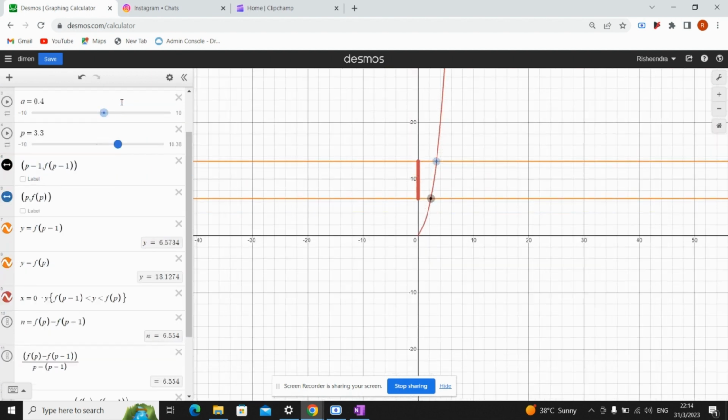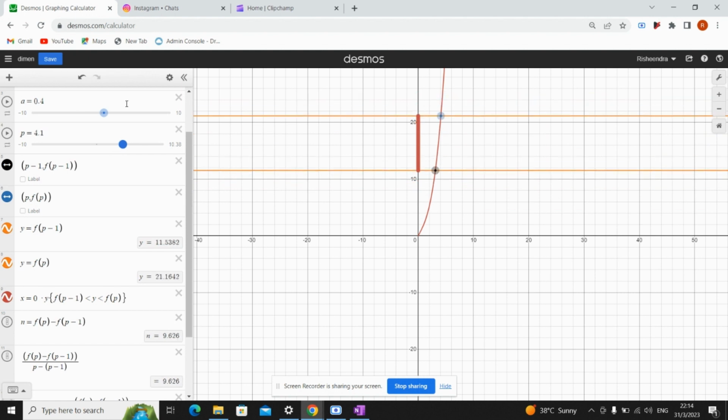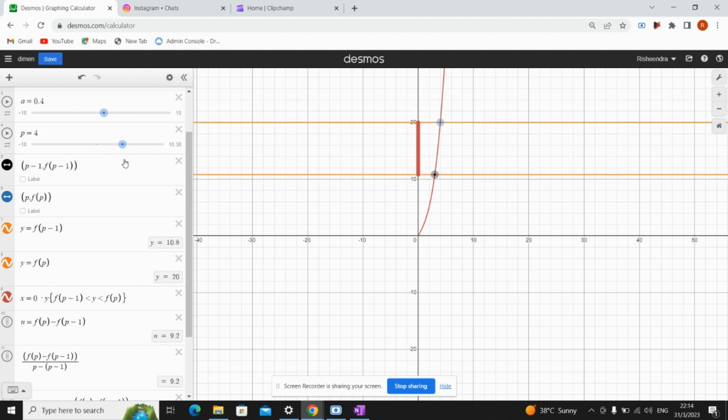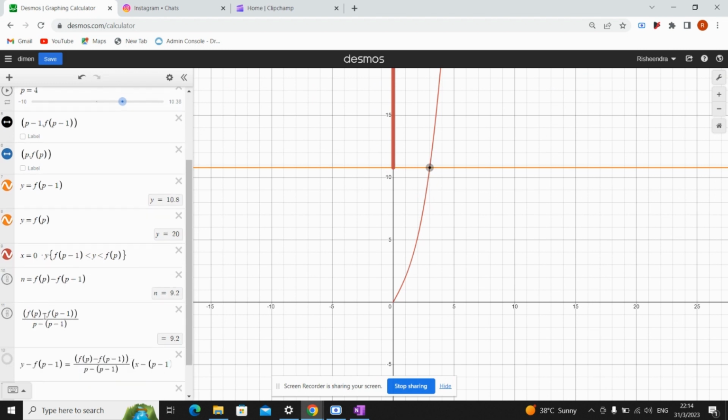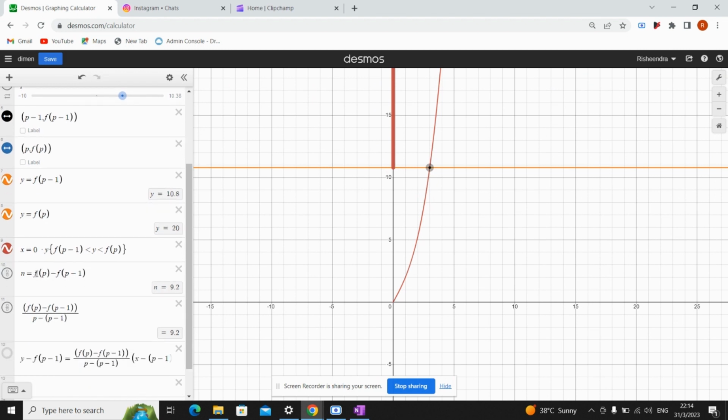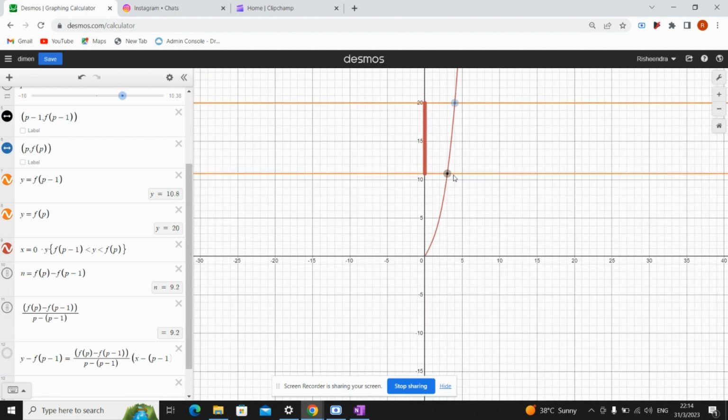We can also change it. Let's increase p. The distance traveled by the particle at p equal to 4, at the pth second, is 9.2. Okay, clear. We understood it. So it similarly came from s of n equals f of n minus f of n minus 1. So clear, no wonder.